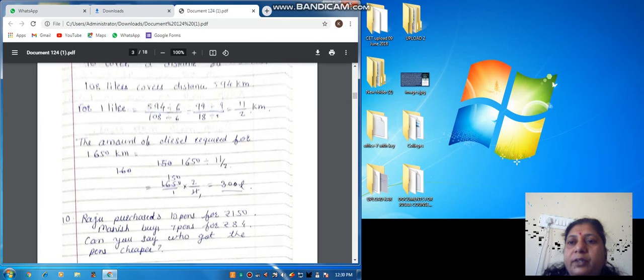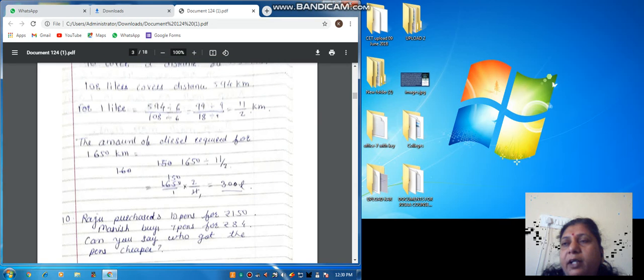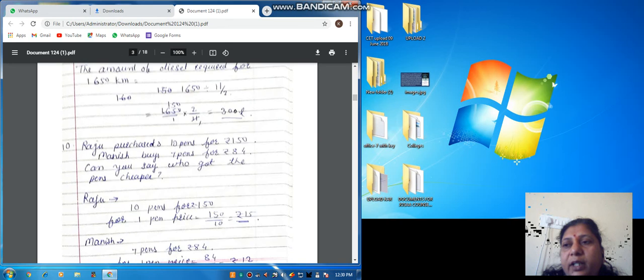Next. The amount of diesel required for 1650 kilometers is equal to 1650 divided by 11/2. So 11/2 क्या है? एक लीटर डीजल में डिस्टेंस कवर. तो 1650 divided by 11/2 we get here 300. देखो कैसे किया. 1650 multiplied by, ये डिवाइड है उल्टा, मतलब रेसिप्रोकल क्या आएगा उसका? 2/11. सो 11 1 जा 11, 11 5 जा 55, 0. So 150 multiplied by 2 we get 300. Now next.